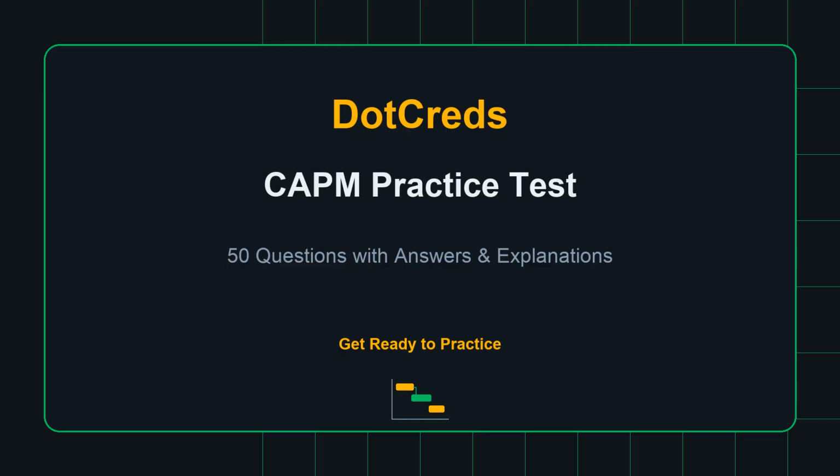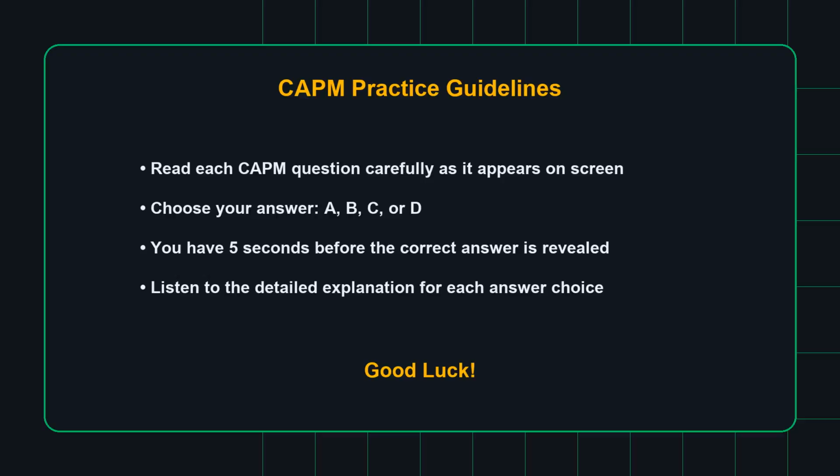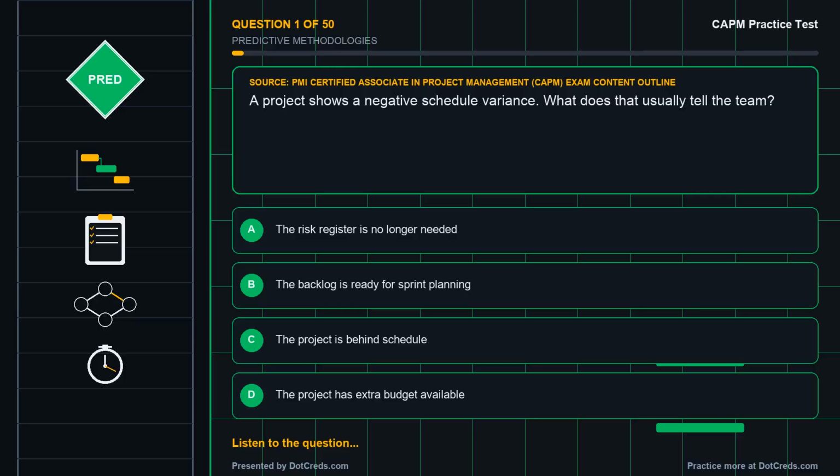Read each question, choose A, B, C, or D, then check your answer. For more CPM practice, visit DotCreds. Ensure you review all choices. We will walk through every question at a steady pace to build your PMI CAP exam confidence. Let's get started. Question 1.